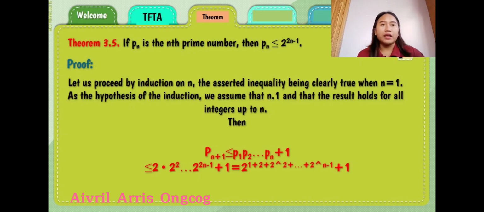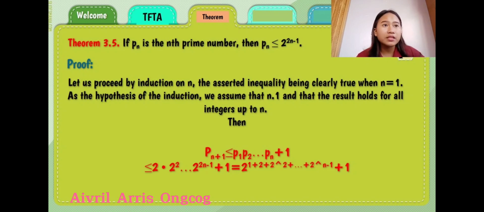Theorem 3.5. So if P sub n is the nth prime number, then P sub n is less than or equal to 2 raised to the power of 2 to the n minus 1. So here's our proof. Let us proceed by induction on n, the asserted inequality being clearly true when n is equals to 1.